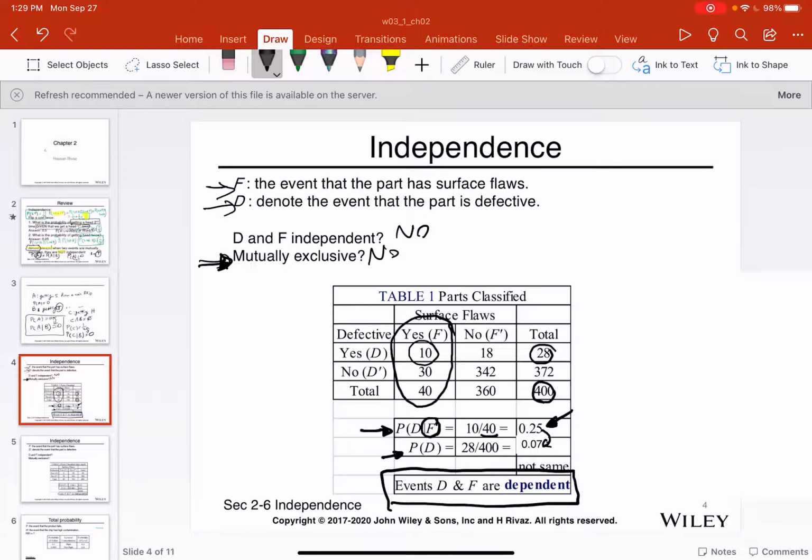Okay, so we can try to understand intuitively what's going on. Intuitively, the probability of having a defective part is 7%. But if I tell you that the product that you have picked has a surface flaw, that probability increases to 25%. So that means that these two are not independent from each other. There is another thing that we don't discuss in this course, and that's called causality, what causes other things. Probably in this case, having a surface flaw causes products to be defective.